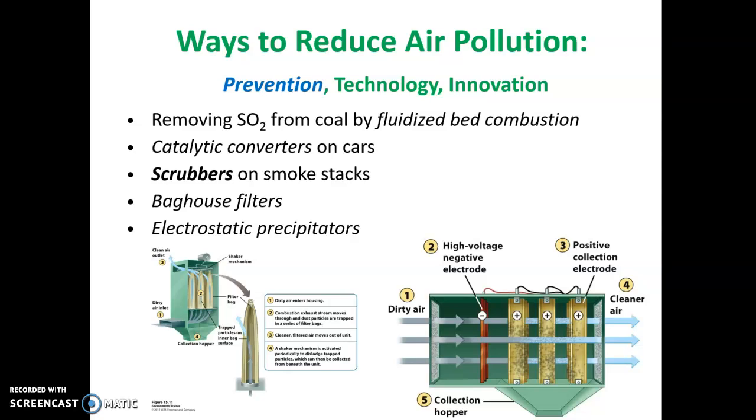Okay, so that's a wrap for this one, and then I'll go on to stratospheric ozone next.